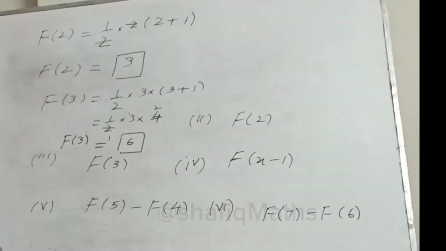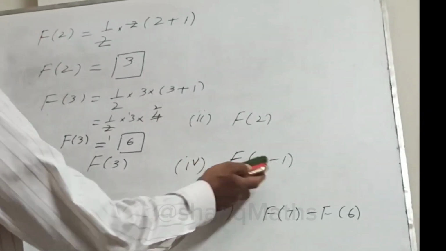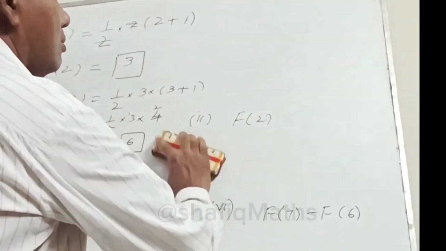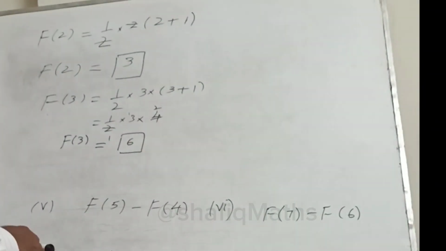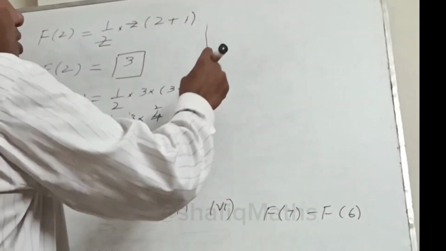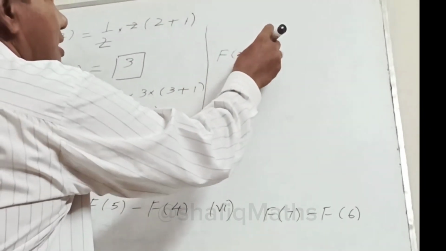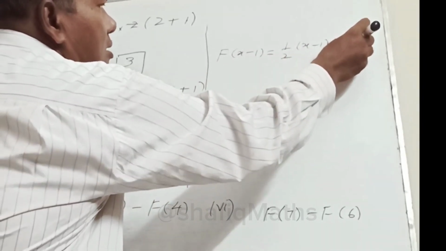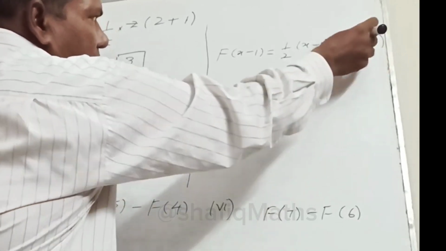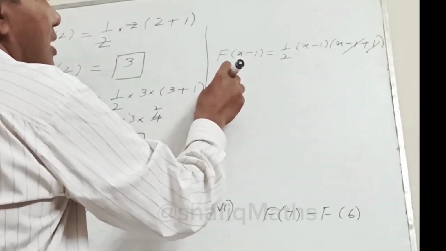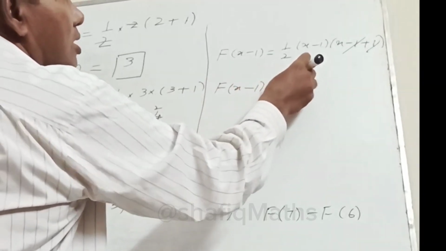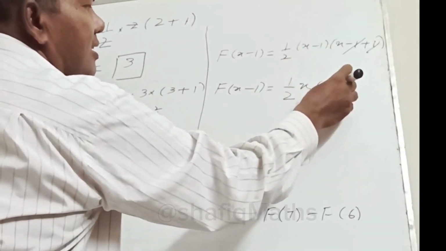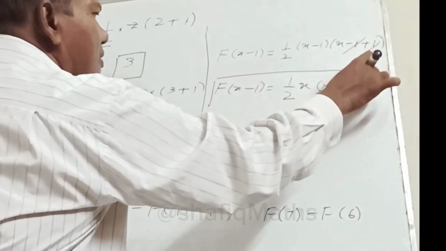Now we are coming to the fourth part of the question, that is f(x minus 1). So we have f(x minus 1) equals 1 upon 2 (x minus 1) plus 1. So minus 1 plus 1 will cancel out, and we have f(x minus 1) equals 1 upon 2 x left here, and this is our second bracket, that is x minus 1. So this is our fourth part of the question.